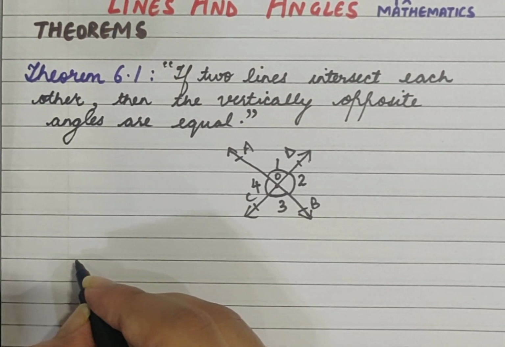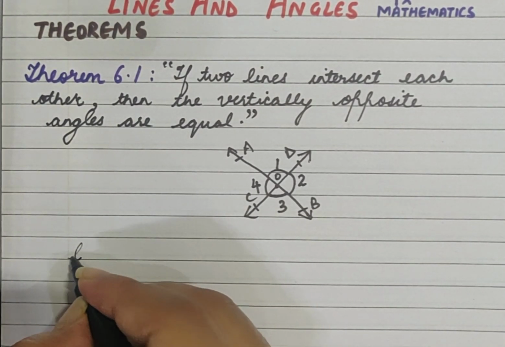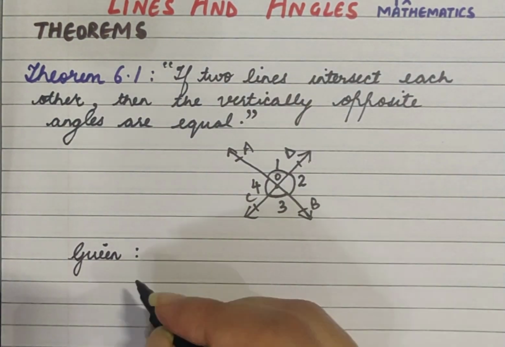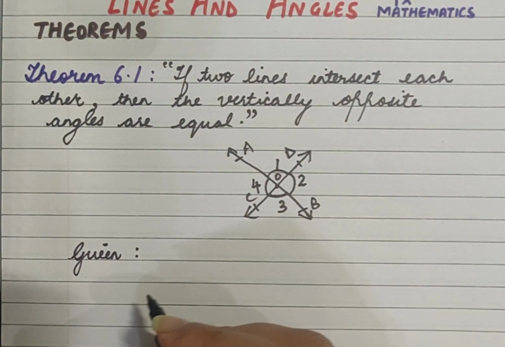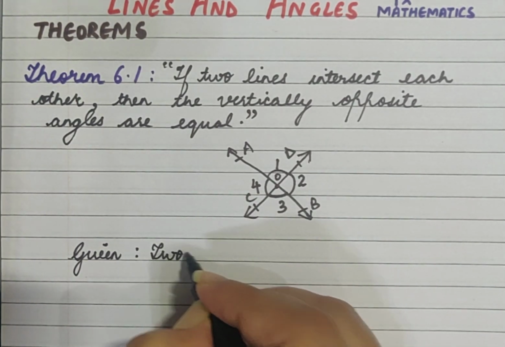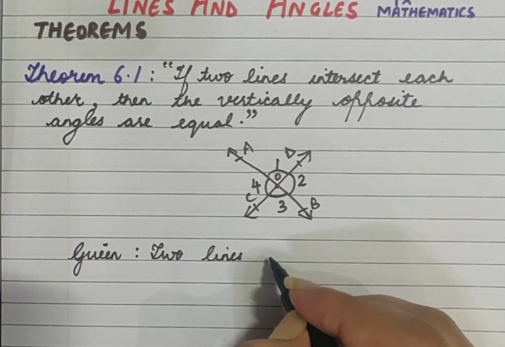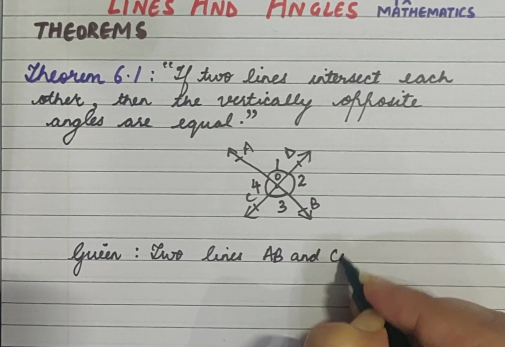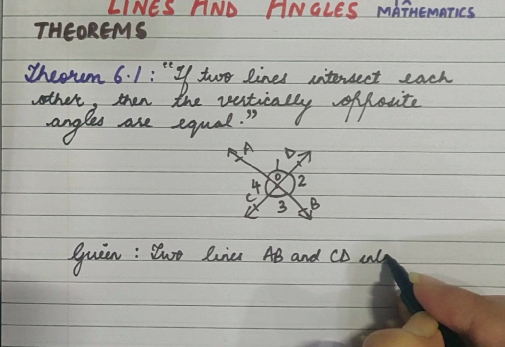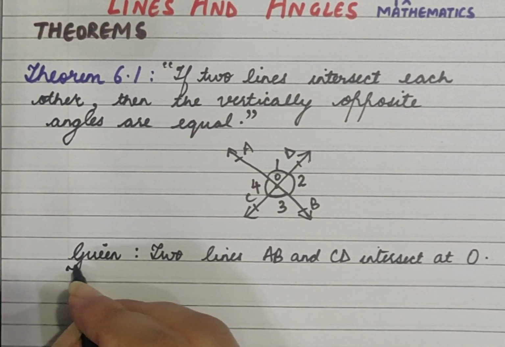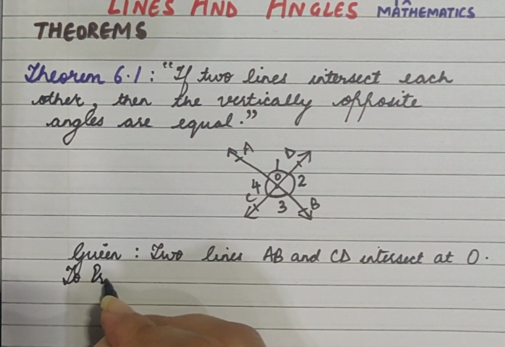First of all, you will write given. The first step, as I explained in my previous video, is to write given. So what's given here? Two lines AB and CD intersect at point O.